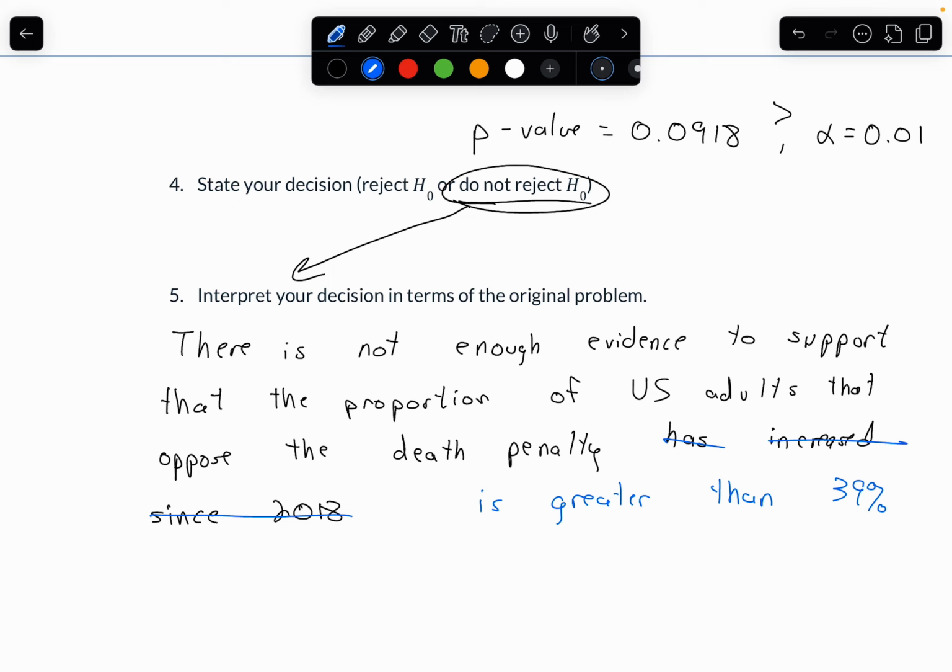Step 1 is always going to be, what are your hypotheses? Step 2 is to check your conditions. Step 3 is to do your calculations. And step 4 is to make your decision. So we will get lots of practice before the end of this course with hypothesis testing.